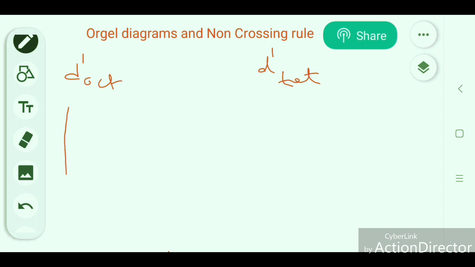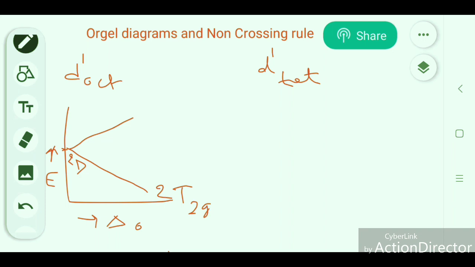For d1 configuration, draw the Orgel diagram. This coordinate will represent E, and this will represent delta O. The ground state term for d1 octahedral configuration is 2D. After the octahedral field, it splits into two terms, that is 2T2g and 2Eg. The configuration of this term is t2g1. We have already discussed this in the splitting of D pattern. We only have to include E and delta O for plotting the Orgel diagrams. And the configuration of this term will be eg1.